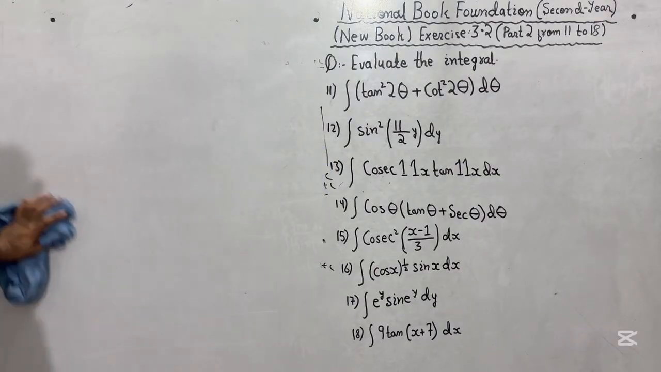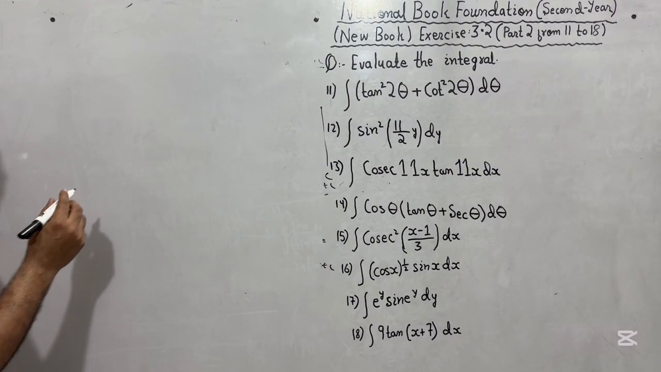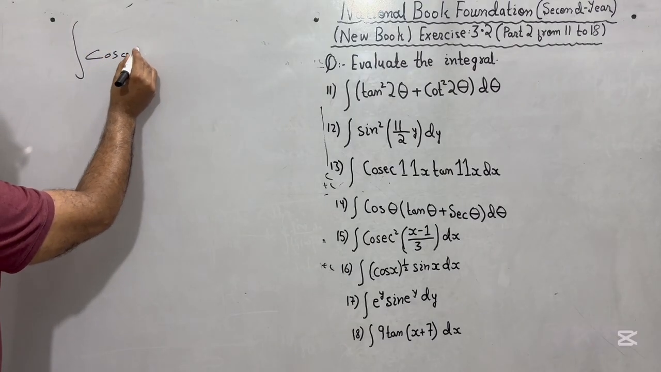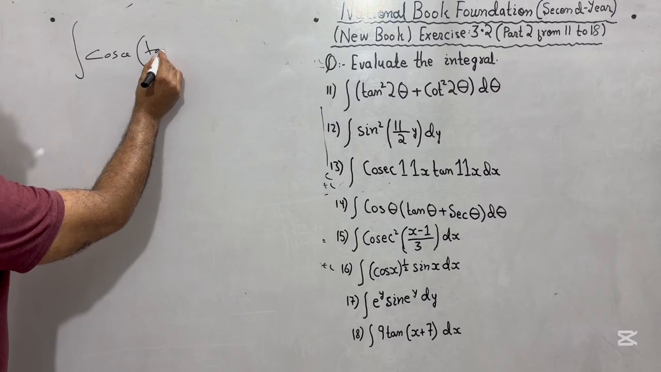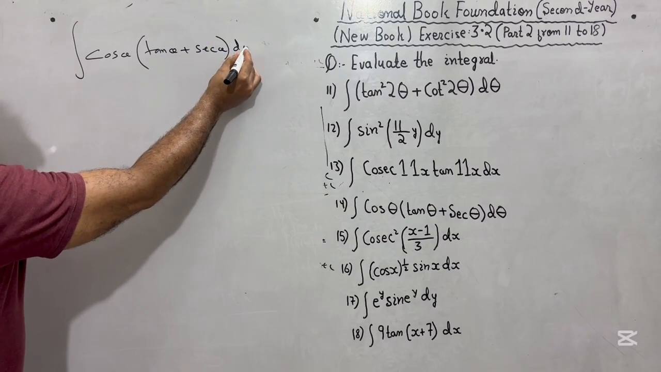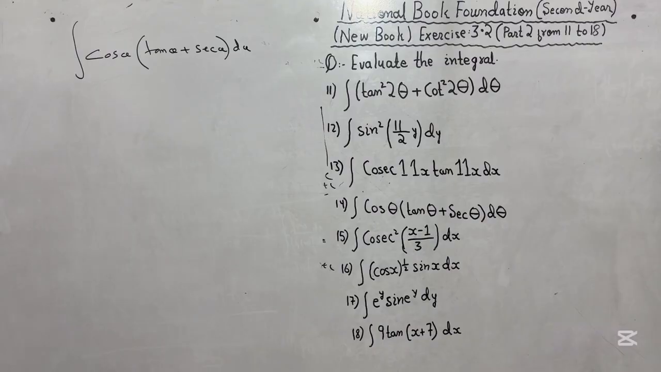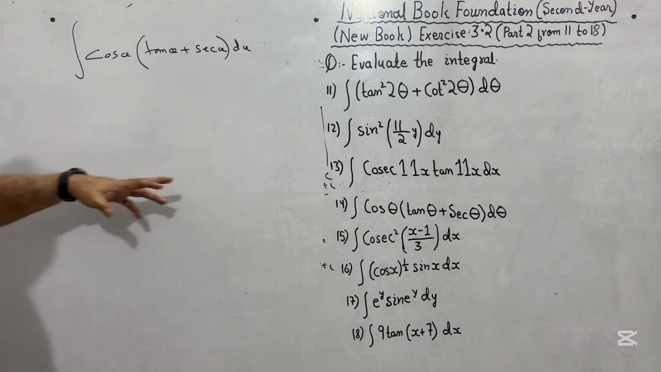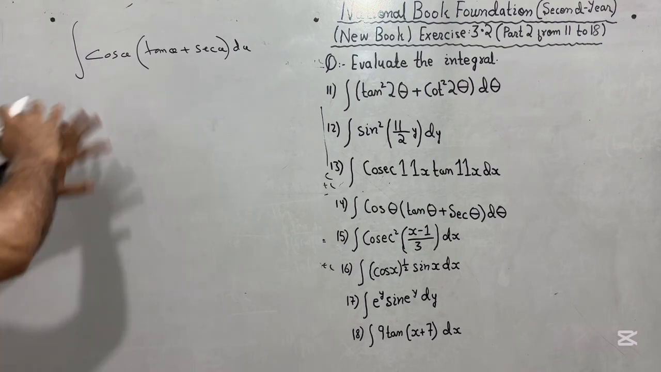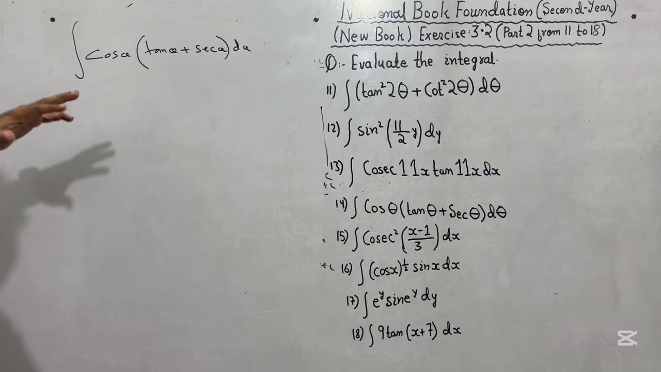Cos theta times bracket tan theta plus sec theta d theta. If I want, differentiation of cos is minus sine, differentiation of tan is sec square, differentiation of sec is sec as well as tan. So the function-derivative situation doesn't prevail here. It is not present here.